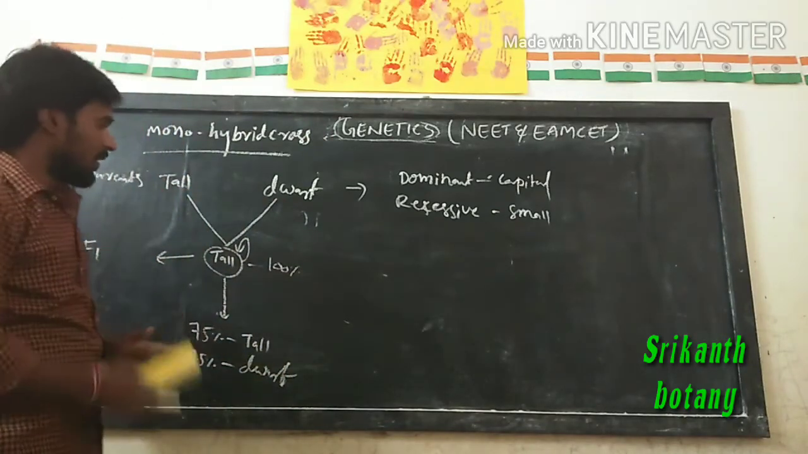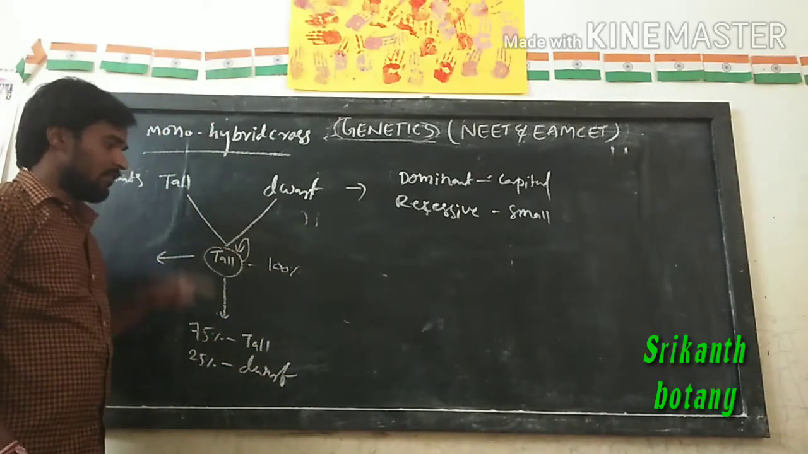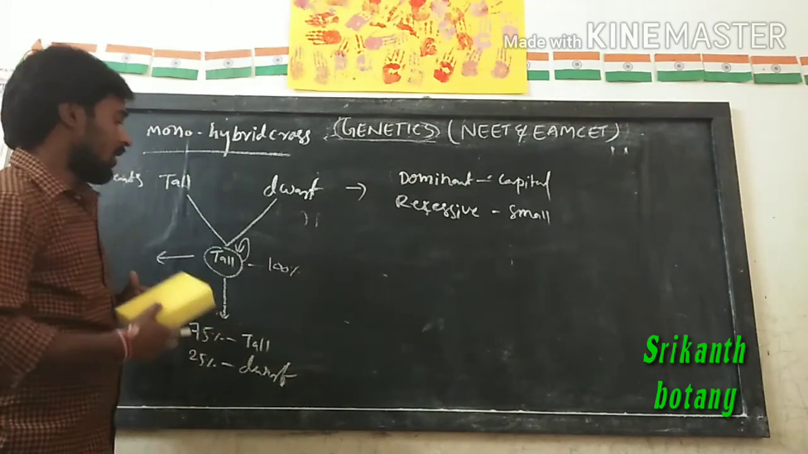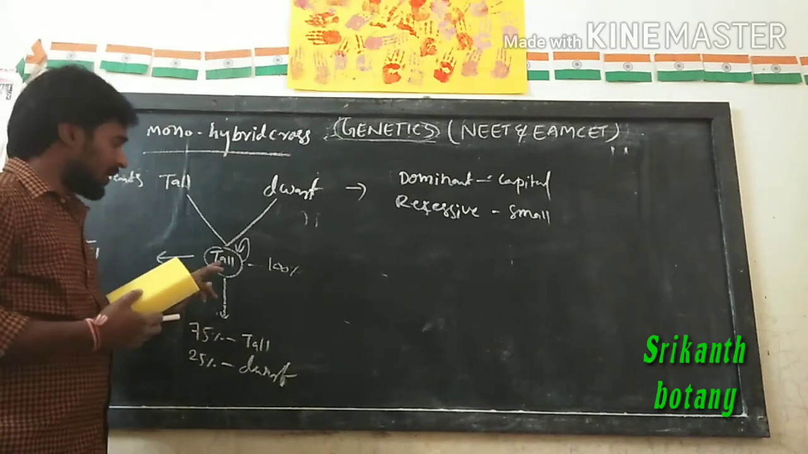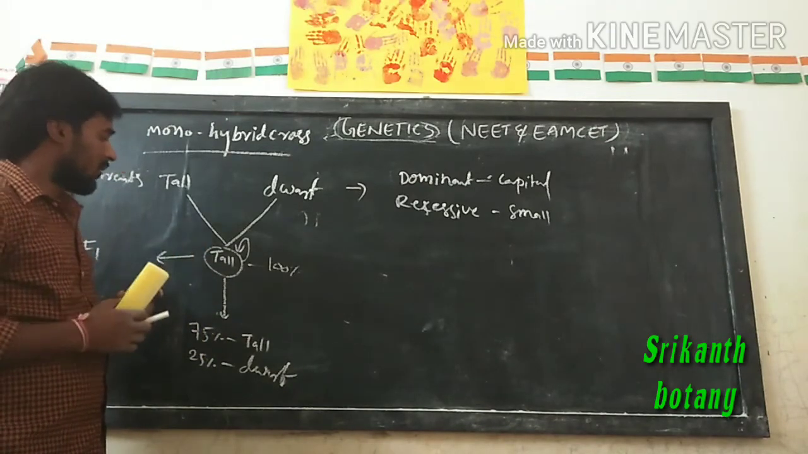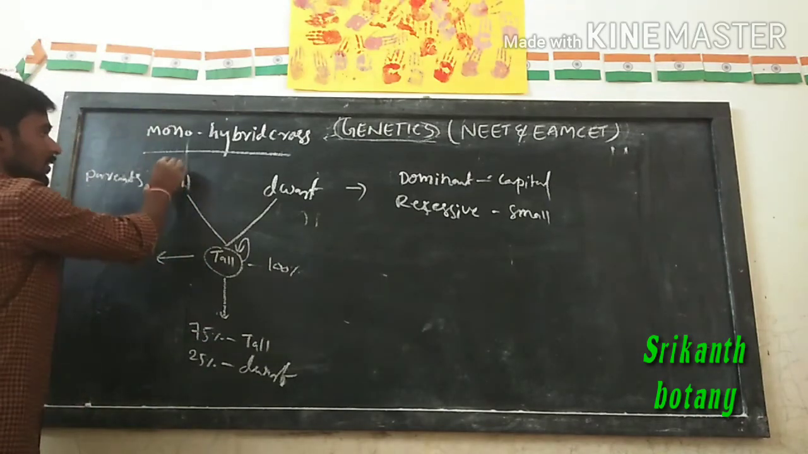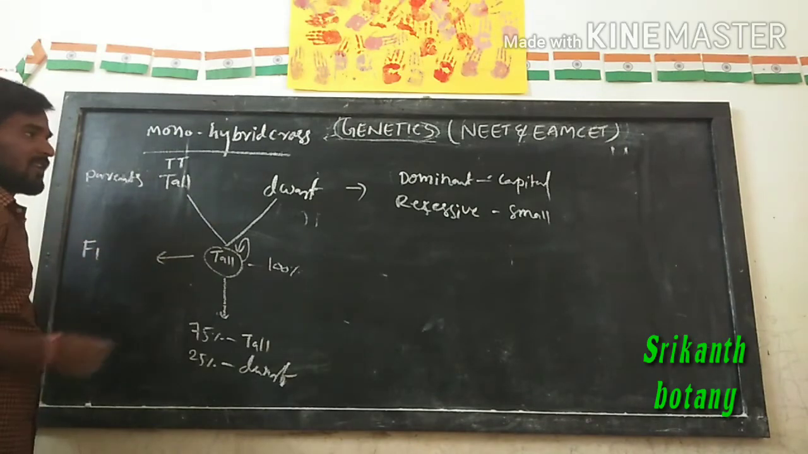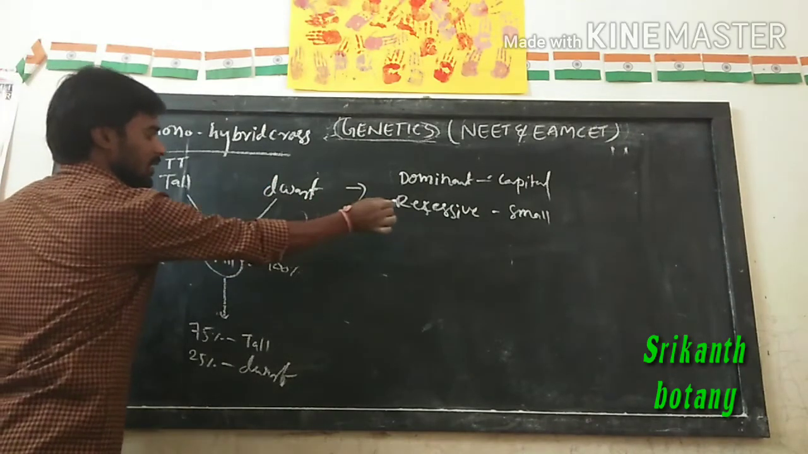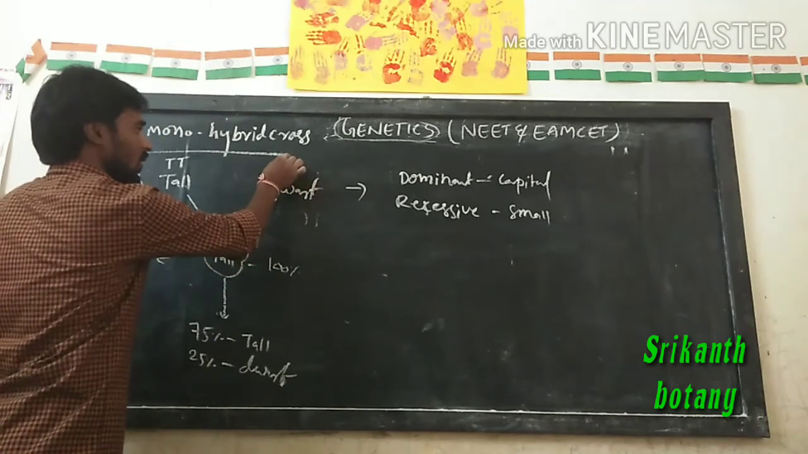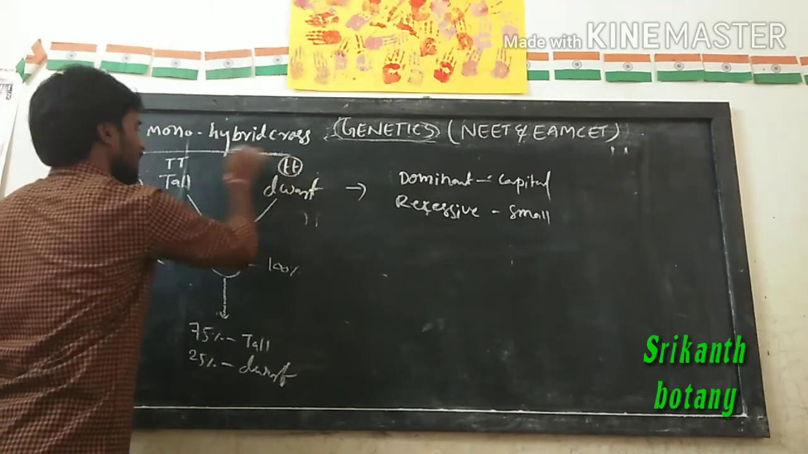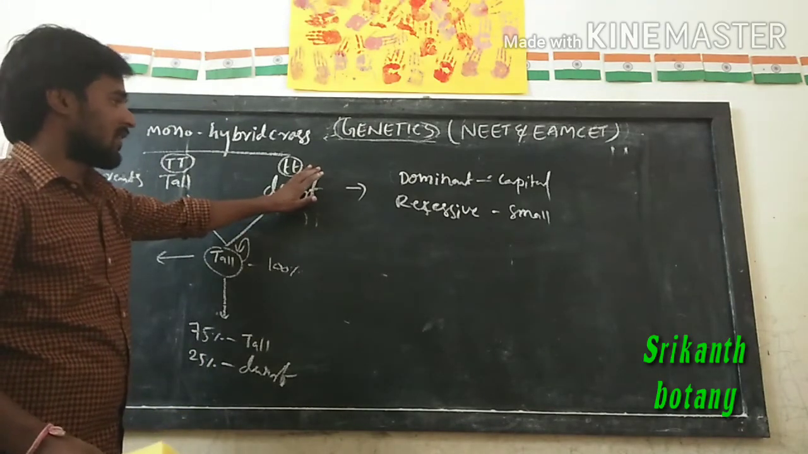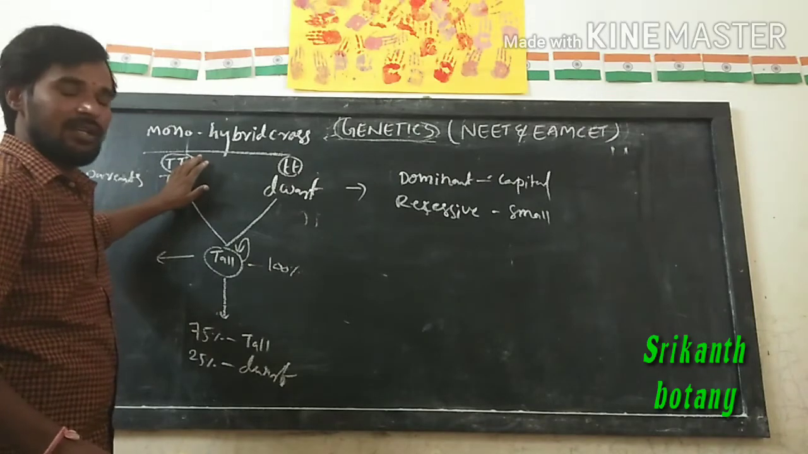See, what is the dominant character here? Tall. Because in the F1 generation, the characters are clearly visible outside. The outside visible characters are called dominant. That is why the tall character is dominant, denoted by capital T, capital T. Automatically, dwarf is recessive. That is why a recessive character is denoted with the small letter, small t, small t. Always the small one denotes recessive, and the capital one denotes dominant.